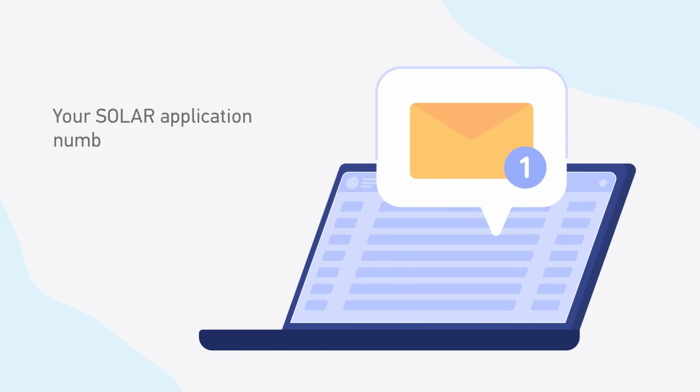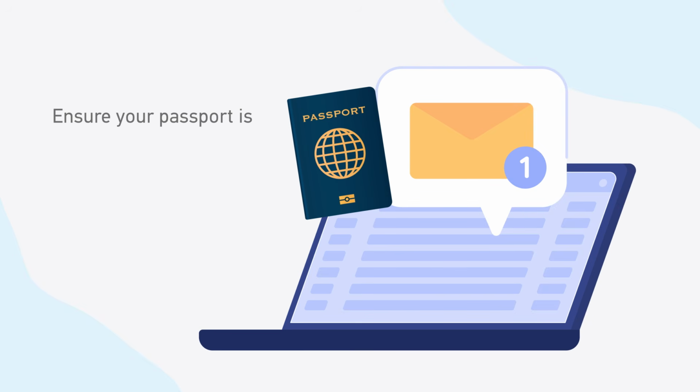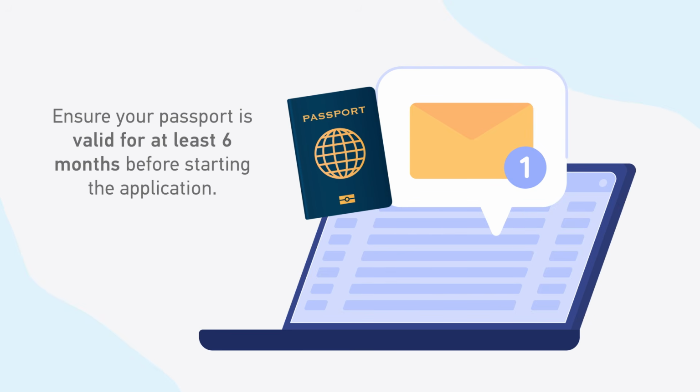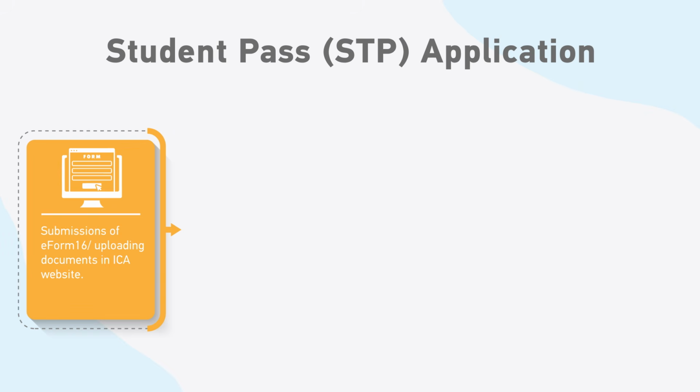Before you begin your application, please have your SOLAR application number ready. This can be found in your acceptance acknowledgement email. You should also ensure that your passport is valid for at least 6 months before starting the application. The process has been summarized into 7 simple steps. You will complete your application through the ICA Student's Pass application system.